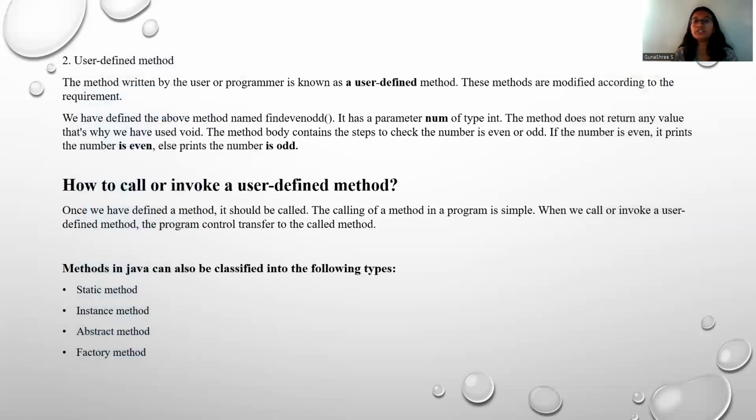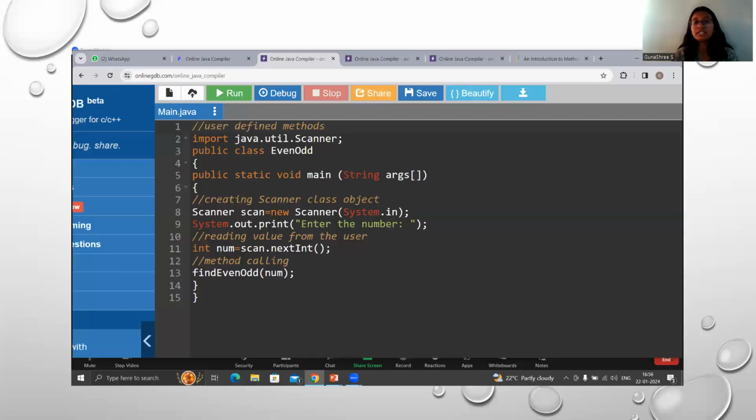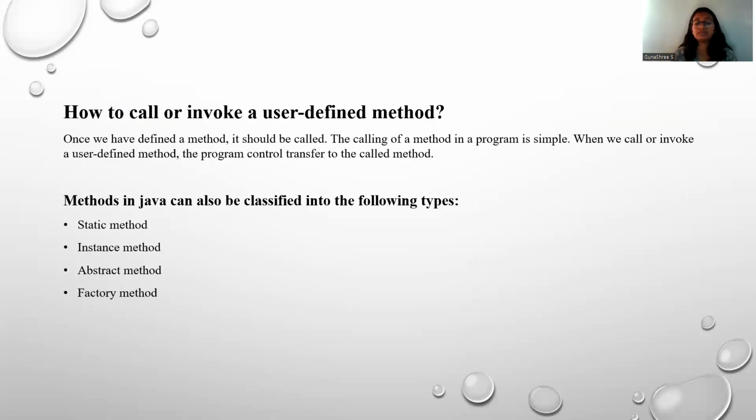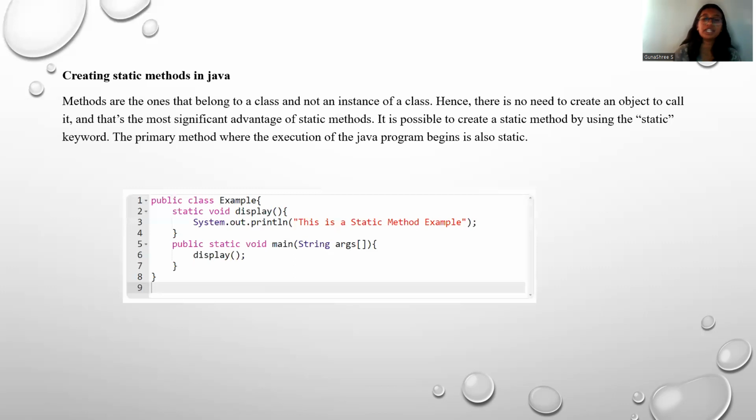So how do we call or invoke user defined methods? Once we define a method in Java, it has to be called. The calling of this method in a program is very simple. When we call or invoke a user defined method, the program control transfers to whichever method is called. So what are the types of methods in Java? Methods in Java can be classified into the following types: static method, instance method, abstract method, and factory method. Let's look into each of the different types that are used.